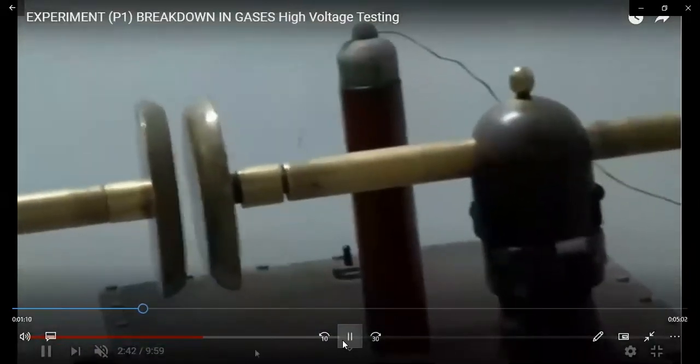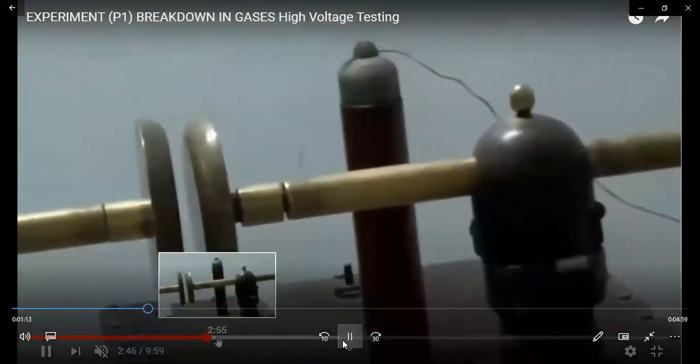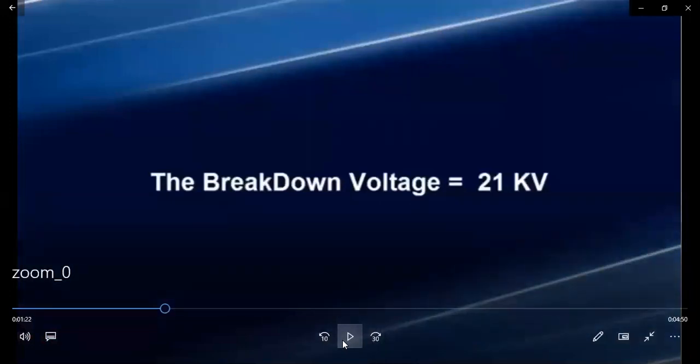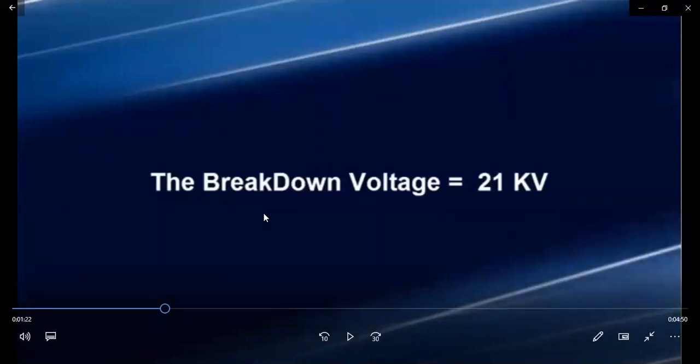As we have discussed, the breakdown strength of air is 21 kilovolt per centimeter. So yes, 21 kilovolt, and the gap was 1 centimeter. That's quite according to the theoretical data as we have studied in the books. So this was a practical demonstration of the breakdown of air for the 1 centimeter gap length, which is equal to 21 kilovolt.